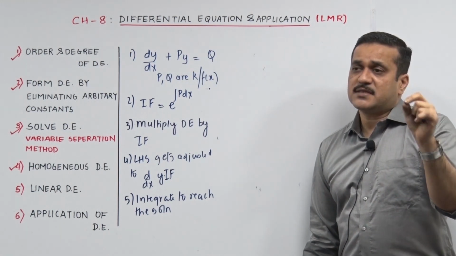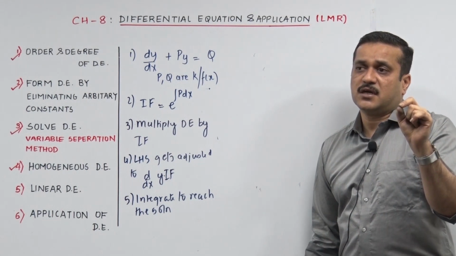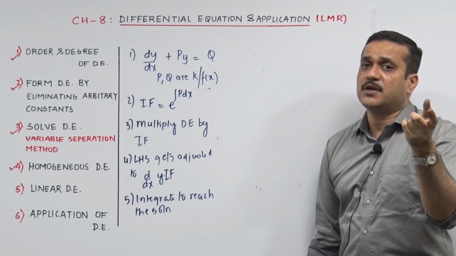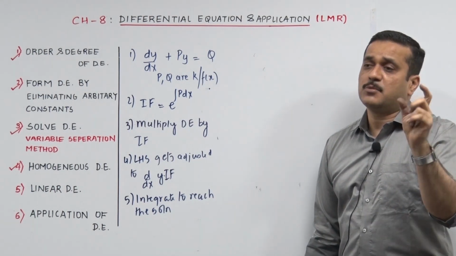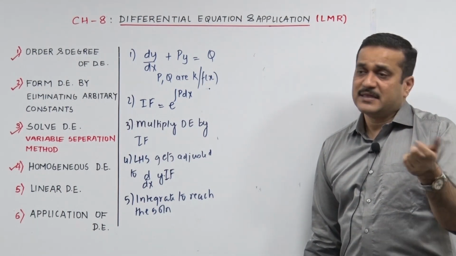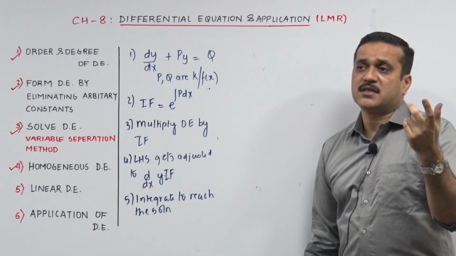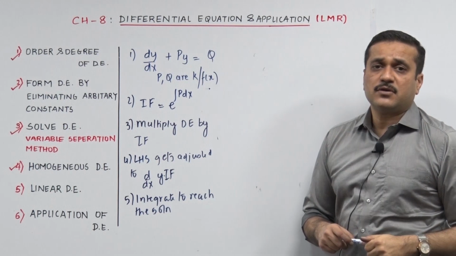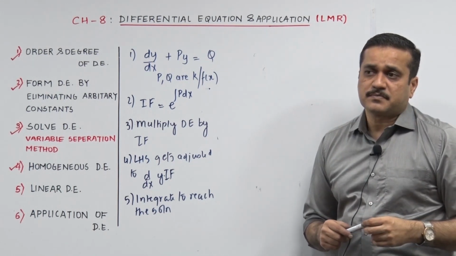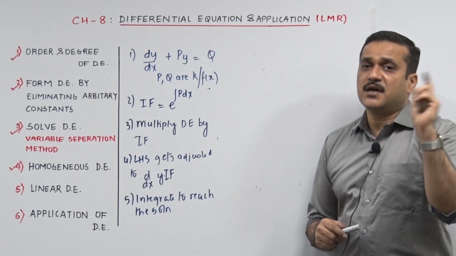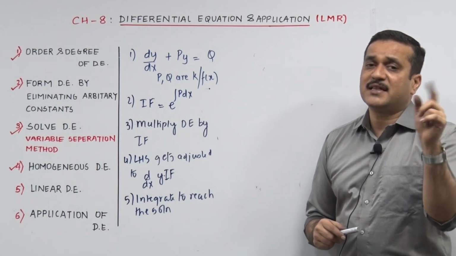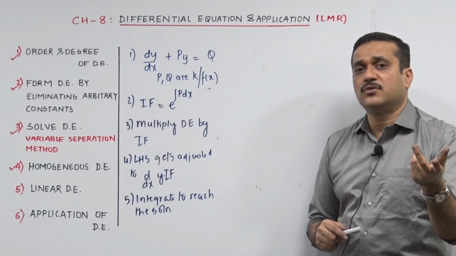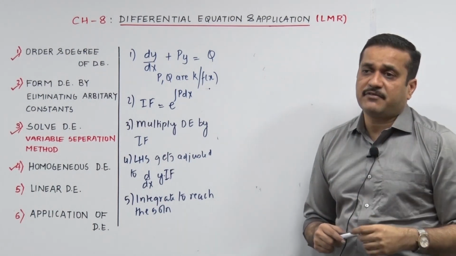The dy by dx, any linear differential equation happens to look like what? dy by dx plus py equal to q, where p and q need to be what? Either constants or functions of x. Second, once decided it's a linear differential equation, the second step is you need to find the integrating factor. How? e raised to integral of p dx. Once you found the integrating factor, multiply the entire differential equation by that integrating factor, and you will find what? The left hand side will automatically get adjusted to the derivative of y into integrating factor.